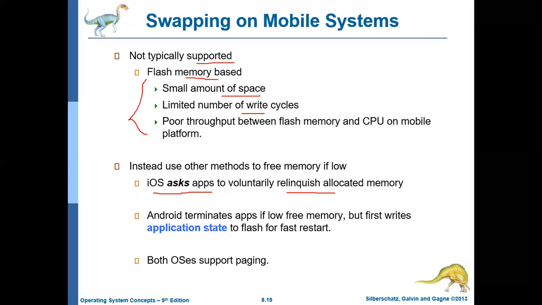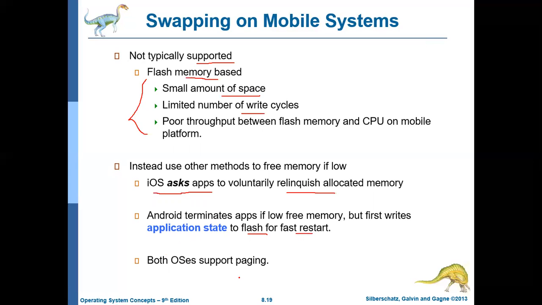Okay. Similarly, Android also terminates other apps if there is no free memory. Android may terminate some of the apps if there is low free memory, but before terminating any app, it will write the status of the app to flash, so that whenever the app is started again, it can start quickly. And both operating systems, iOS and Android, support the concept called paging, which we will discuss later. Okay. So this is how swapping works in mobile systems. So basically, mobile systems don't swap.